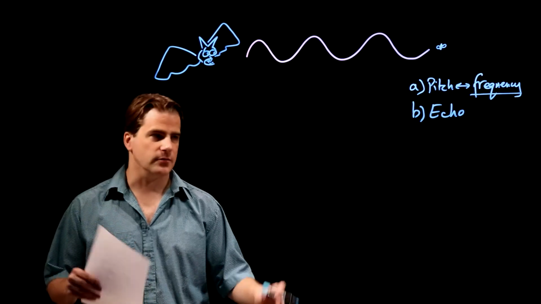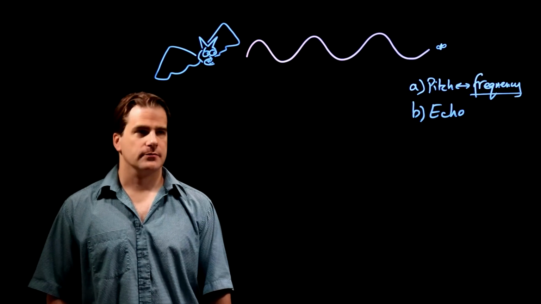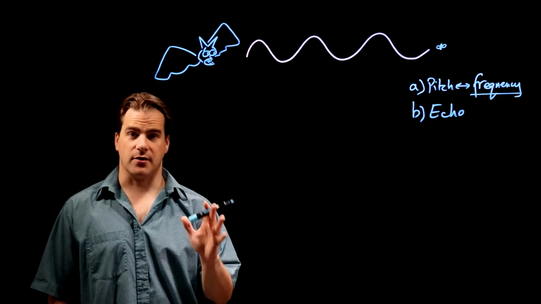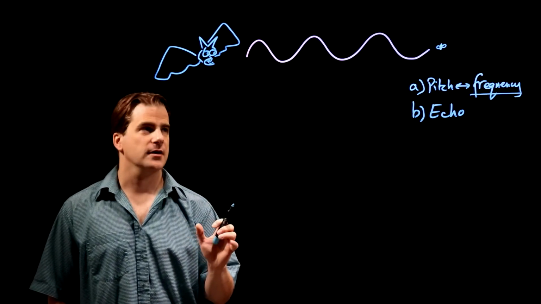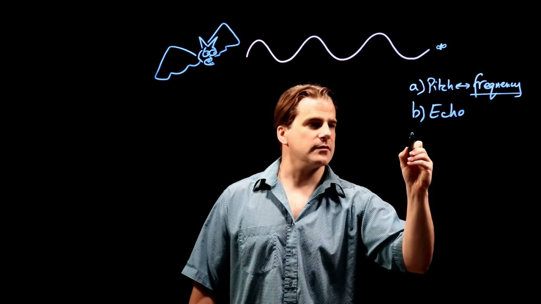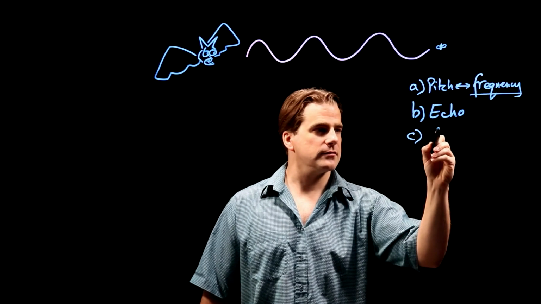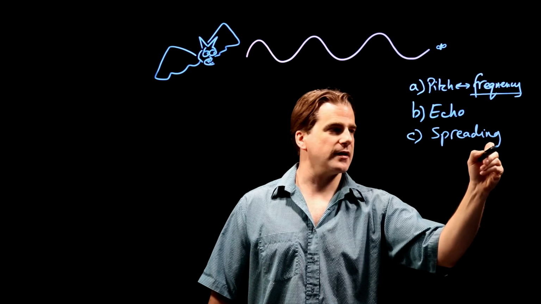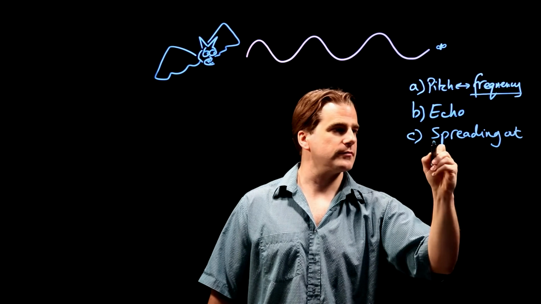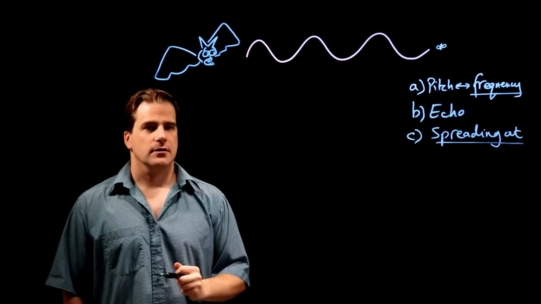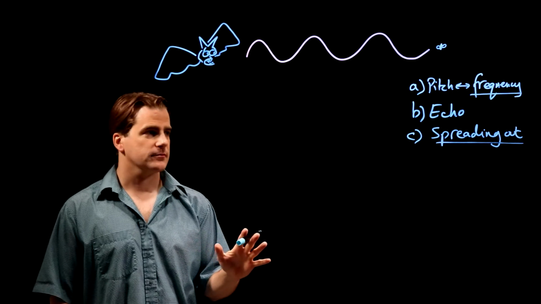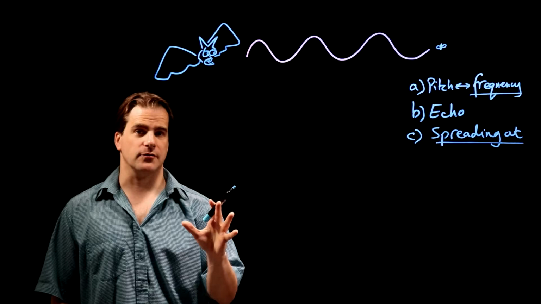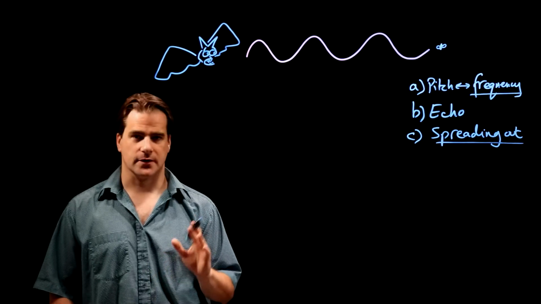Diffraction is caused by what? Well, the best answer is to say diffraction is caused by the spreading out of a wave. Okay, so let's put that down. Spreading out. Don't say dispersion. Just remember the phrase spreading out. Diffraction is caused by the spreading out of a wave. Okay.